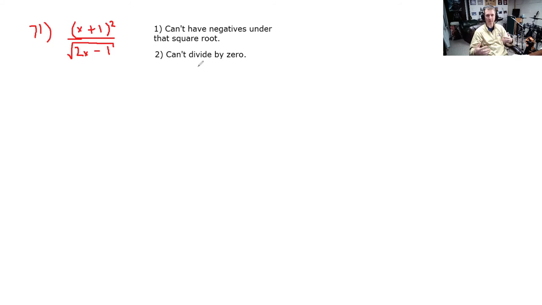We can start with either one of these, but I would start with number one, and maybe you can try this on your own. What numbers give you square roots of negatives? So 2x minus 1 you need to make sure is positive, so it's bigger than or equal to 0. It could be 0, right? So first, we need to make sure that's positive. Can you solve that for me?